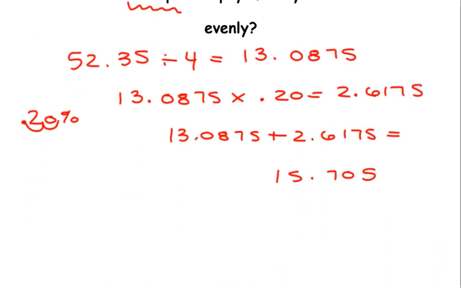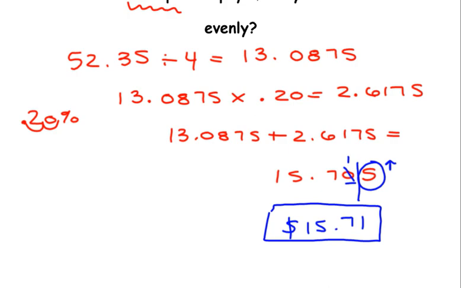So let's round off our answer. Underline the hundredths place, draw your stick, circle the next number. The 5 tells us to round up, so this 0 becomes a 1. So the total bill for each person, including gratuity, is $15.71.